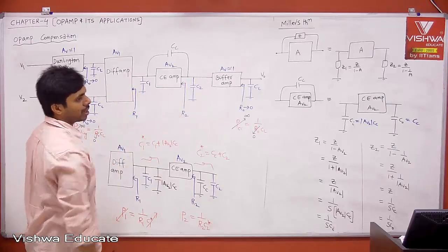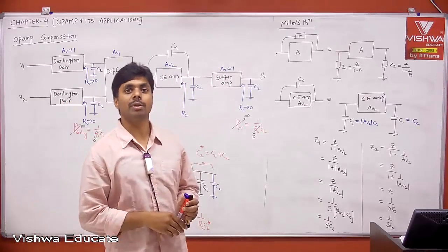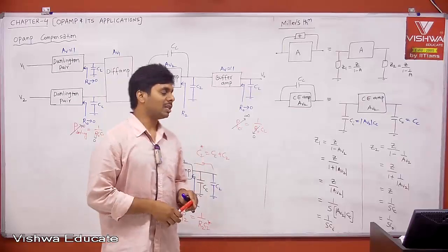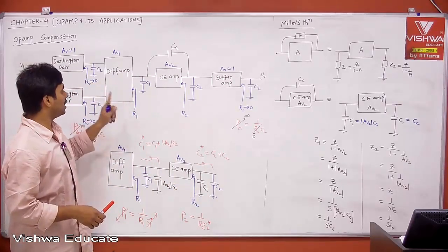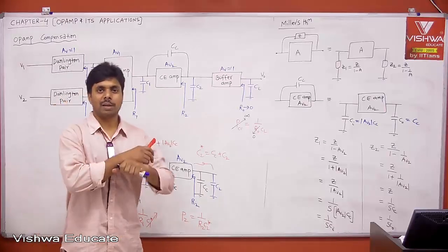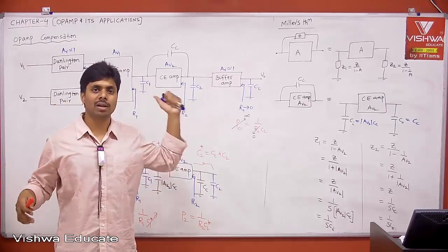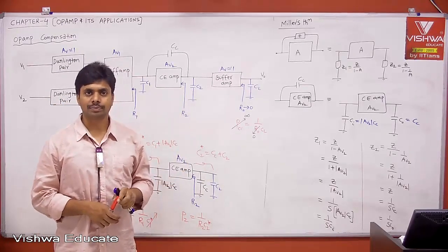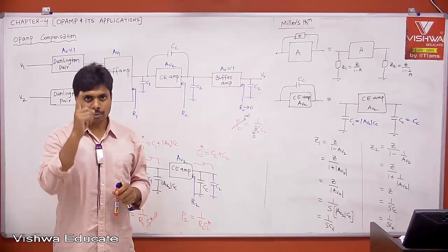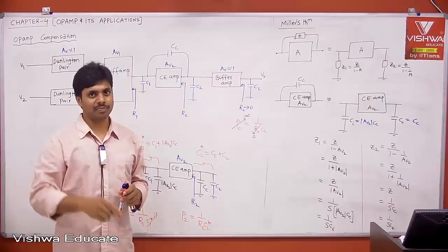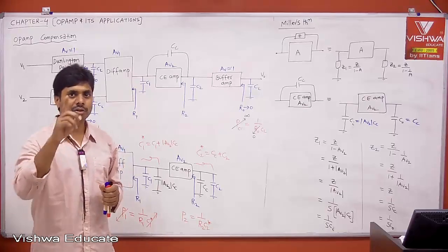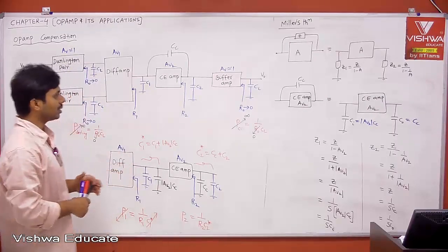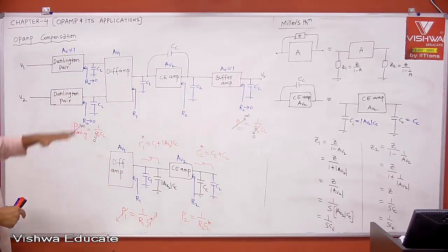This is what people call pole splitting. Then the first gain stage pole is becoming the dominant pole. Then the complete system's response is dominated by your differential amplifier output pole. Everybody got it? Now it is becoming a one pole system. Why is it becoming a one pole system? I'll explain with respect to frequency response, therefore you'll understand. Then I'll explain the frequency response of the compensated op-amp. Then you will see.